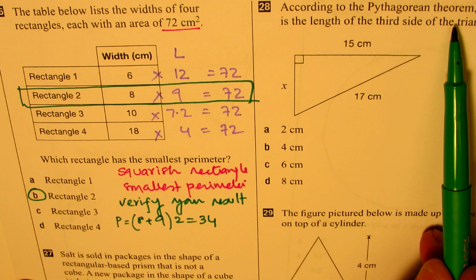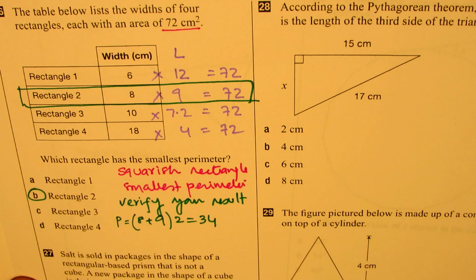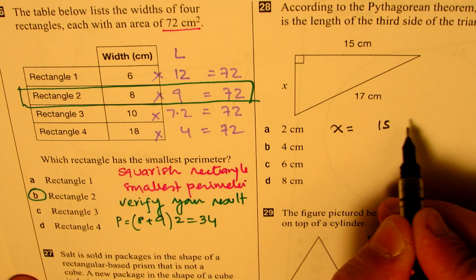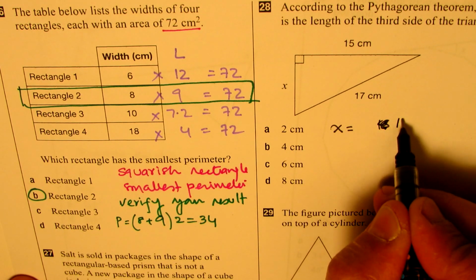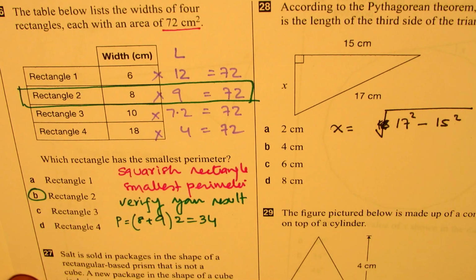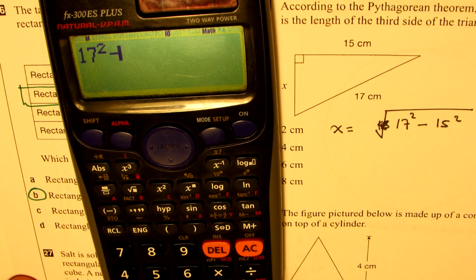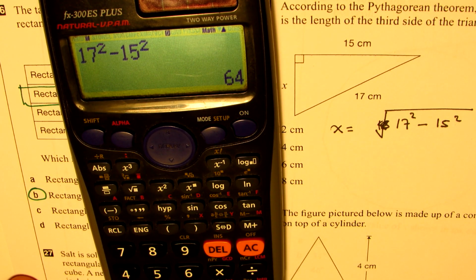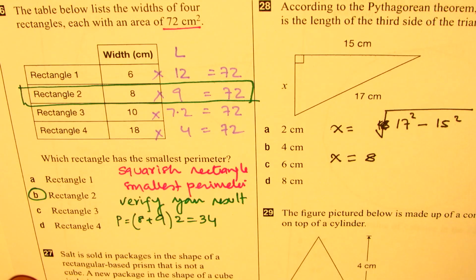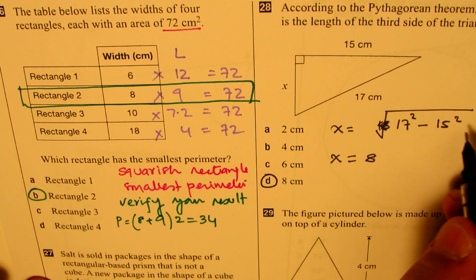According to the Pythagorean theorem, what is the length of the third side of the triangle? So we need to find x. Well, this is a smaller side, so x will be equal to, I should write 17 square first, right? So 17 square minus 15 square, and then the square root, correct? So we have 17 square minus 15 square, and we get 64, and square root of 64 will be 8. So we get 8 as our answer. Option D is the correct option, right? So this is 64.